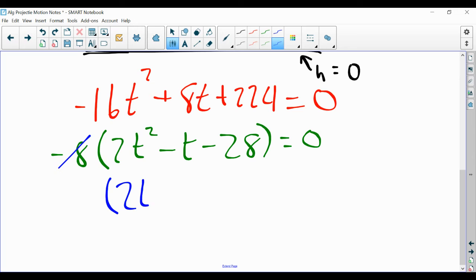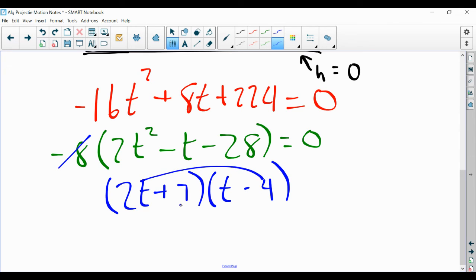Now I'm going to hope that this factors. I'm going to guess and check. So 2t squared is great. It's just 2t and t. 28, there are a bunch of ways to break it up, but I'm going to bet that it's 4 and 7 or 7 and 4. And I think I want a plus 7 and a minus 4, because that'll give me minus 8t plus 7t. Yeah, that's minus 1t. So that's good. So I guessed, it checked, I'm good.